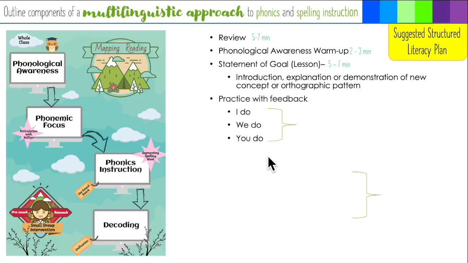Then you're going to do very direct instruction practice, right? So this can be included the phonemic focus and the phonics instruction. It's an I do. I'm going to show you. We're going to do it together. We're going to practice. You are going to do it as I guide you through it before I have you do it by yourself, okay? That's going to be the bulk of your lesson.